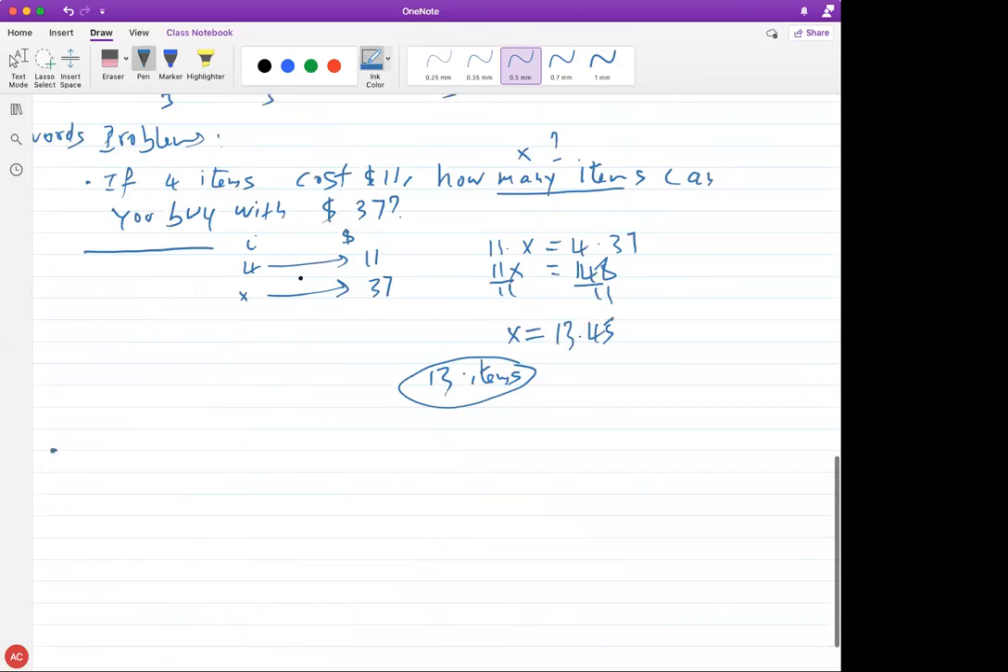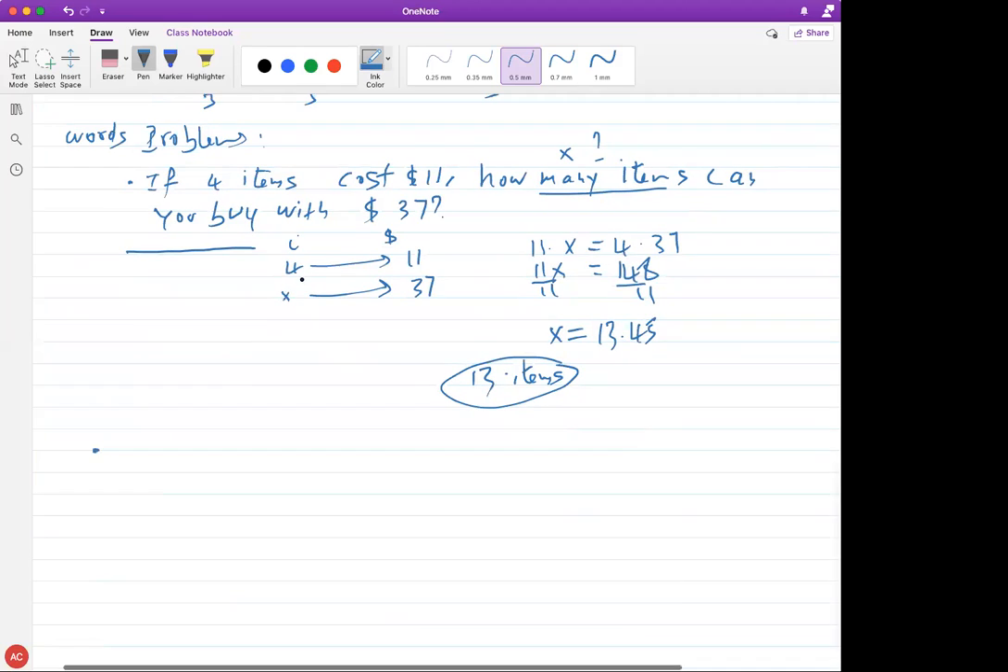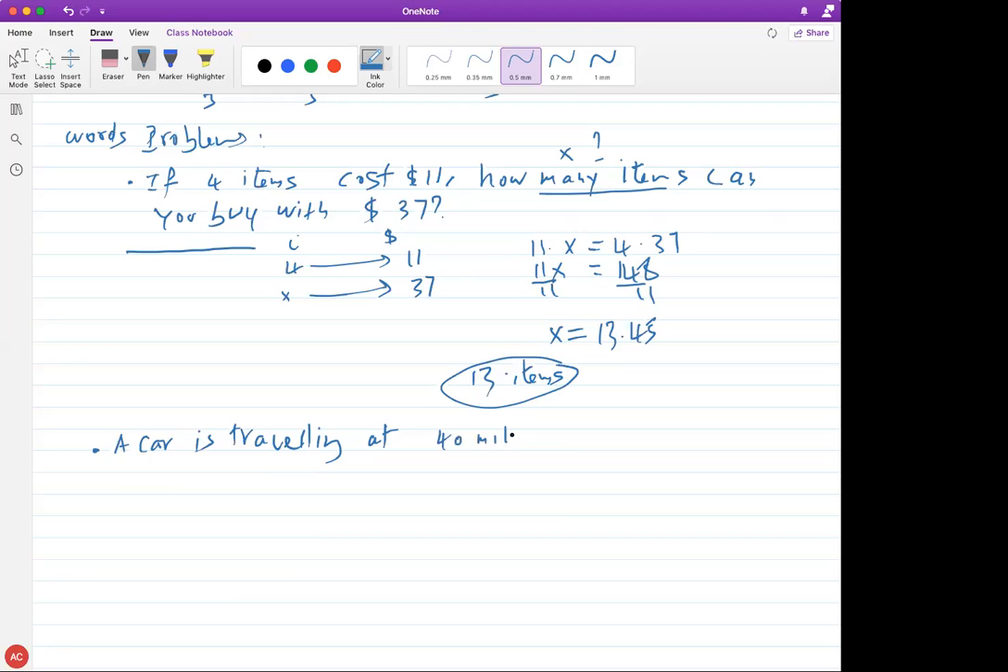Okay, so let's look at another word problem. This time, let's say a car is traveling at some speed, maybe, I don't know, 40 miles per hour.